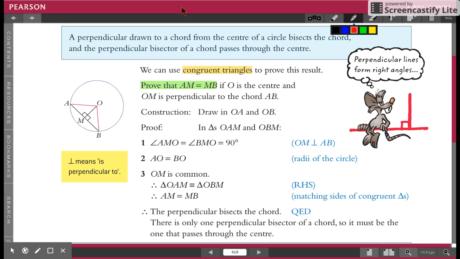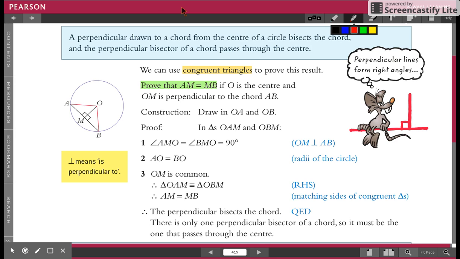So if you think about the triangles, OAM is congruent to triangle OBM because of the congruent rule, right angle, hypotenuse and side. So that's one of the 4 proofs for congruent triangles. So our hypotenuse was OB, which was the lines of the radii, and AO. Our side was our common side, which is OM, point 3. And finally, our right angle is obviously from point 1, angle AMO and BMO.